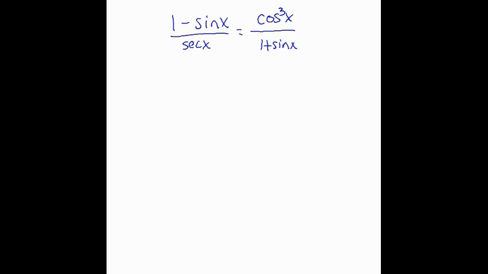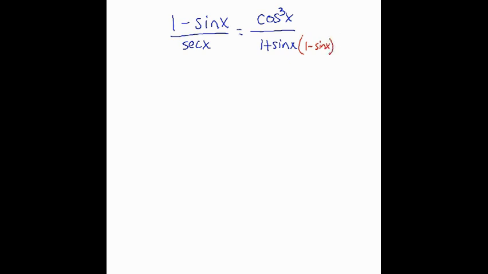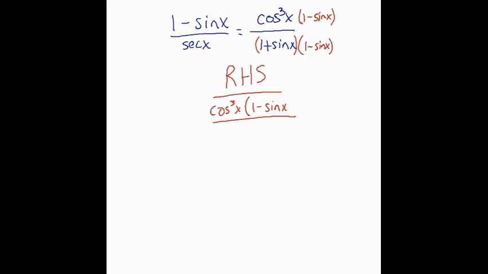Now, when you get a fraction equal to a fraction, it's tempting to want to cross-multiply, but the more common and traditional element to do is to go ahead and multiply by the conjugate here. So we're working mainly on the right side, 1 minus sine x. Now, I'm not going to distribute the cosine cubed x, so that's cosine cubed x times 1 minus sine x all over, distribute this. This is effectively a difference of squares.